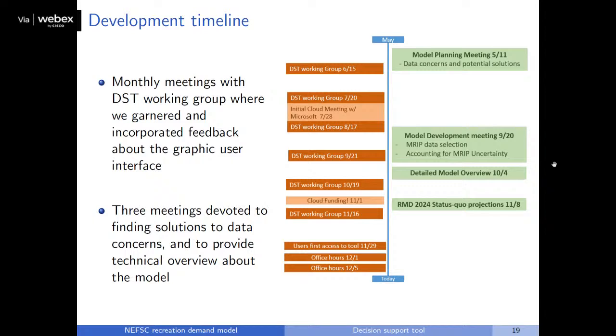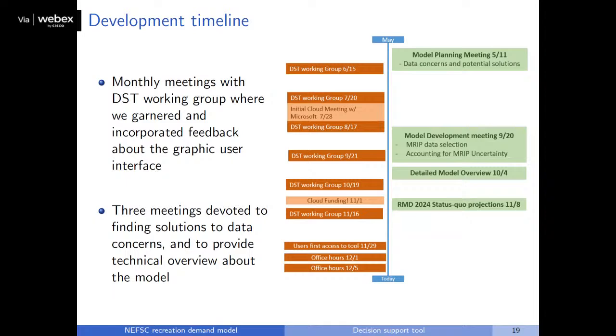So we've been working with the Decision Support Tool Working Group, which is comprised of state managers and technical committee members and other folks. We've been meeting with them to get their feedback on the tool and to incorporate any features into the tool that would help them make their decisions. About 2 weeks ago, we gave them access to a beta version, and last week they were able to get full access to the tool. It's about 30 folks who can use the tool this year because the cloud does come with a cost. So to keep the cost low, we've reduced the number of folks who can log into the tool.